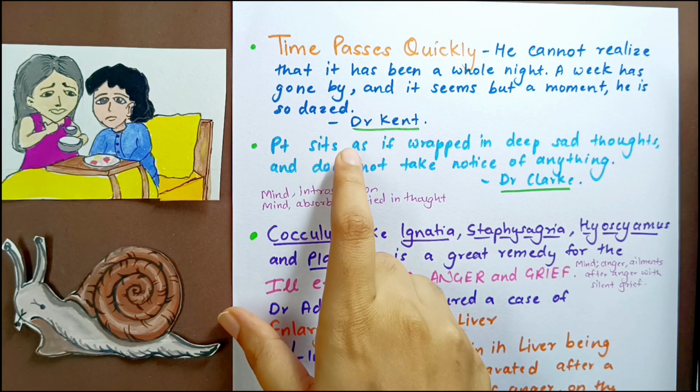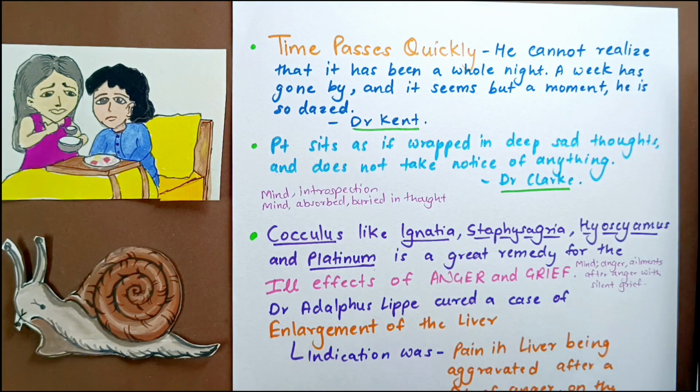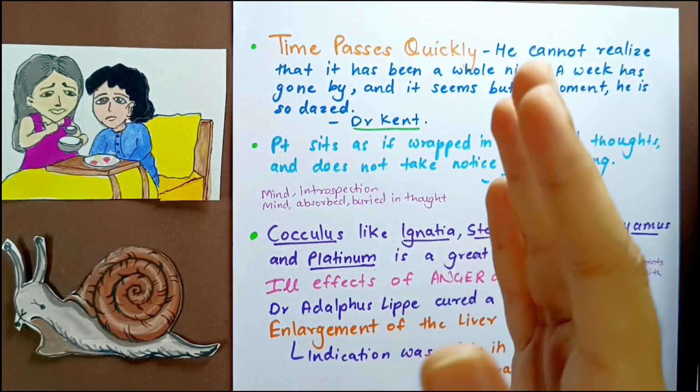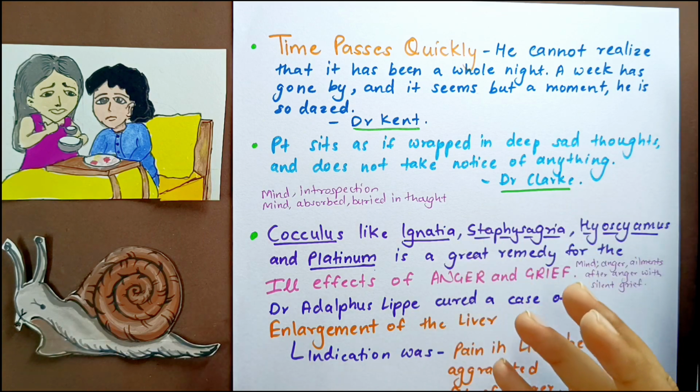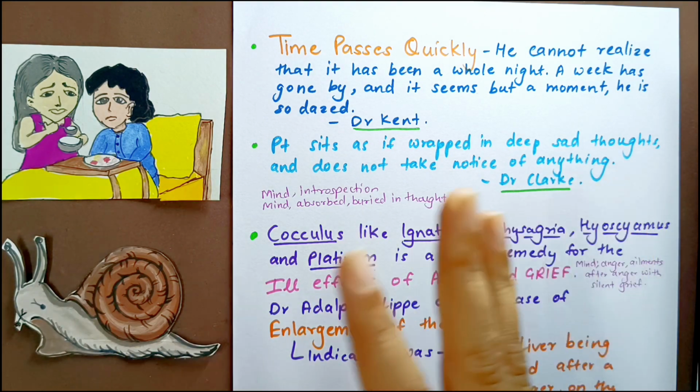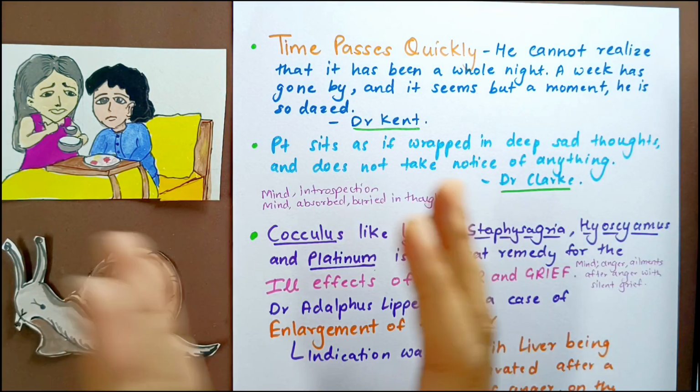So now, if you see somebody like this, then what rubric will you take for such kind of a situation? Your patient is just sitting and thinking something for a long time. If you see him, he looks like he is wrapped up in some deep sad thoughts. And you talk to him, or something is happening around the place where he is sitting, but he will not take notice of anything that's happening around. He will not take notice of whatever you are talking about, just sitting beside him. That tells you that he's just physically there but not mentally there.